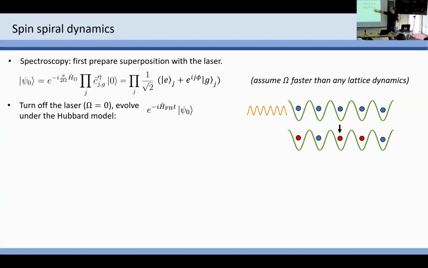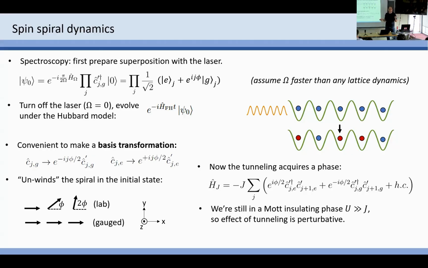Prepare a pi-half pulse, it's a superposition that has this spatially dependent relative phase. Then we turn the laser off, set omega to 0, and then just evolve under the Fermi-Hubbard model. Unitary dynamics, no dissipation or anything. Okay, that's what we study, numerically and analytically.